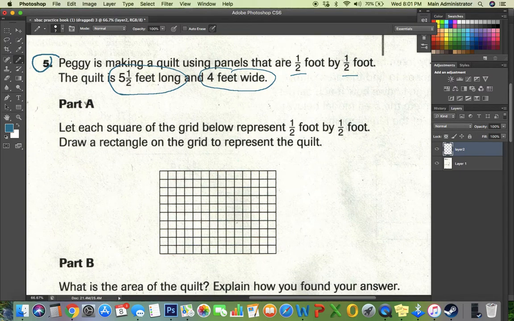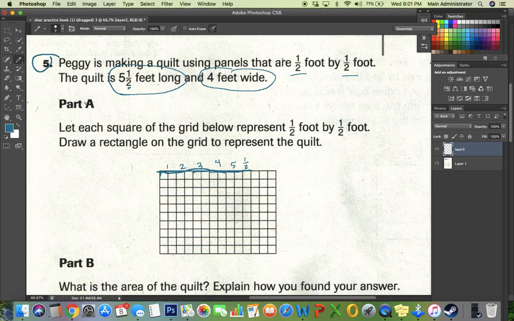Part A says, let each square of the grid below represent 1/2 foot by 1/2 foot. So this would be 1/2 foot by 1/2 foot. Draw a rectangle on the grid to represent the quilt. All right, let's start with 5.5 feet long. So if this is 1/2 foot, 2 of them would make 1 foot, right? There's 1 foot, 2 feet, 3 feet, 4 feet, 5 feet. Okay, so this would be 5 feet long, but I have 5.5. So I'll do my last half right there, 5.5.